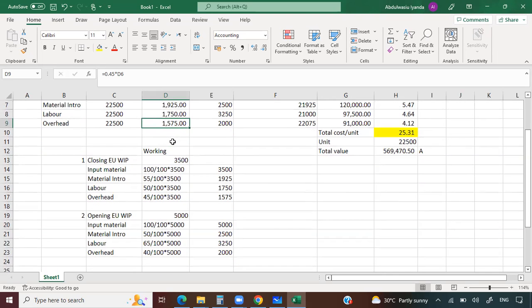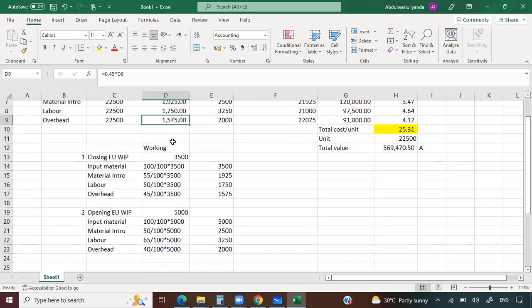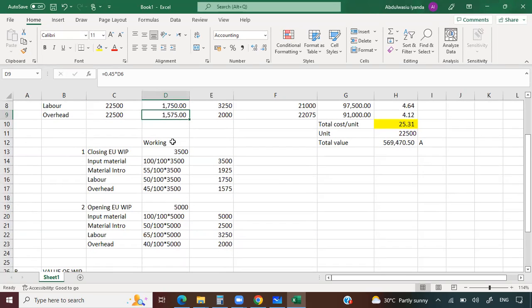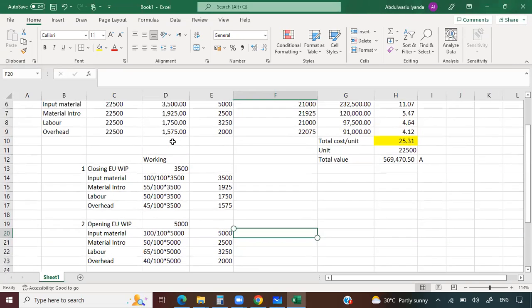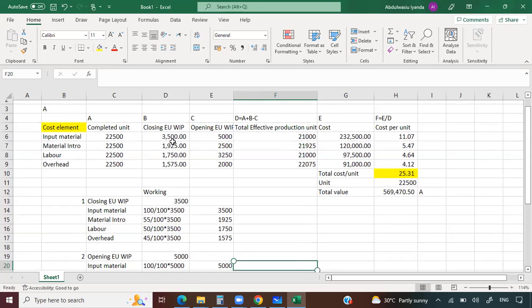What about the opening as well? The opening in terms of units is 5,000 units. Material is also 100% complete: 100 divided by 100 multiplied by 5,000, we have 5,000. For material, it was 50%: 50% of 5,000, we have 2,500. For labor, it is 65% of 5,000, we have 3,250. And for overhead, 40% of 5,000, we have 2,000. So this is how we get all these opening figures. Then the total effective units will be what you have completed plus the closing work in progress minus the opening.